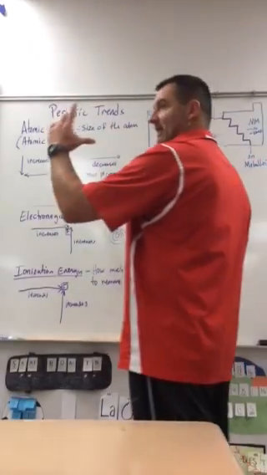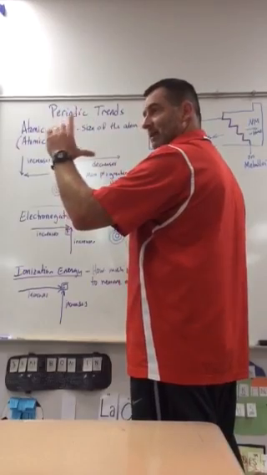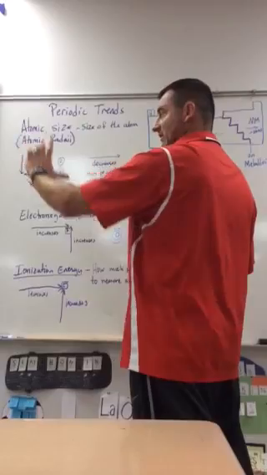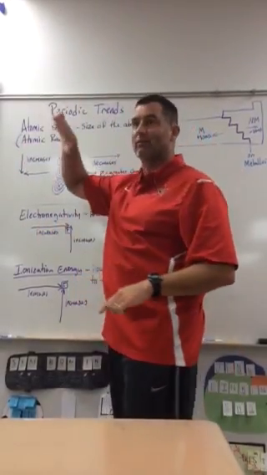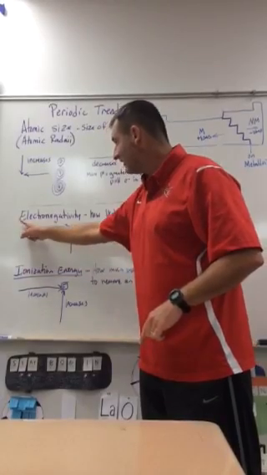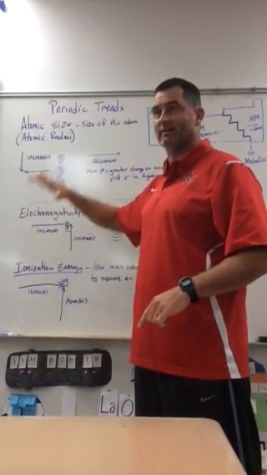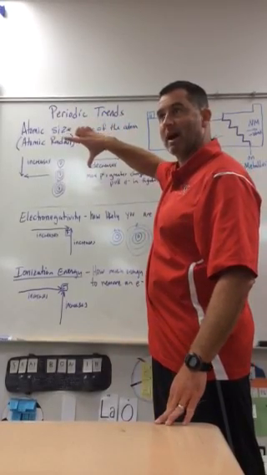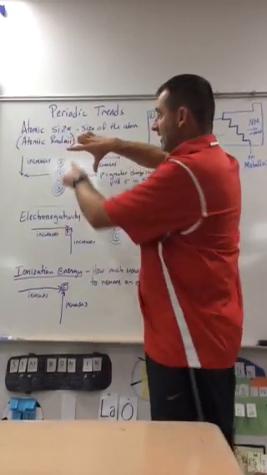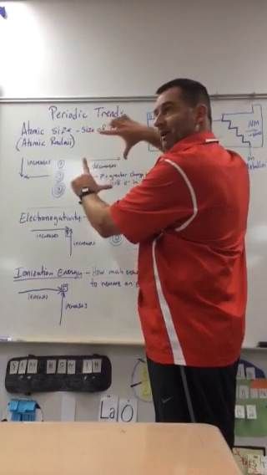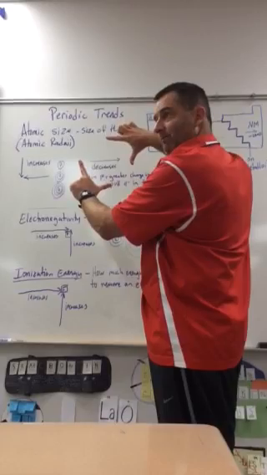So my left hand is atomic radii and atomic size. You just got to make sure your palm's out like that. All right, now, I eat with my right hand. So on my right hand is my electronegativity and my ionization energy trend. It increases from left to right, and it increases from bottom to top. Remember, it increases into your palm.